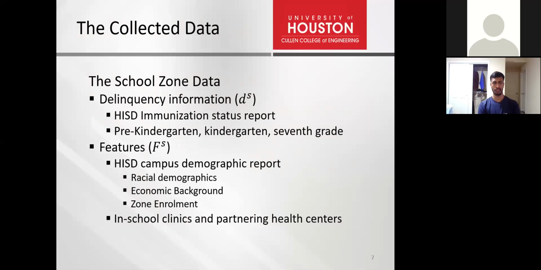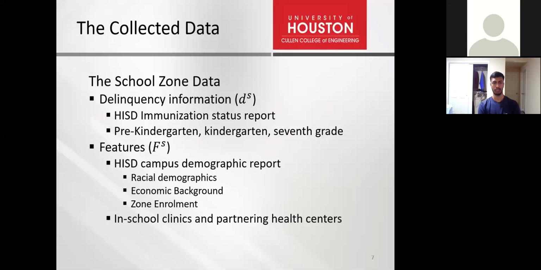Next, we collected the school zone data. So for our research, we collected data from the Houston Independent School District. And for that, we had two kinds of reports. One is the Houston Independent School District Immunization Status Report, which summarizes the information on the vaccination delinquency of the students. So at the beginning of each grade level, pre-kindergarten, kindergarten, and the 7th grade, the school checks which students are missing some vaccinations, and they regard these students as the delinquent students. So our focus is getting vaccination services to these delinquent students.